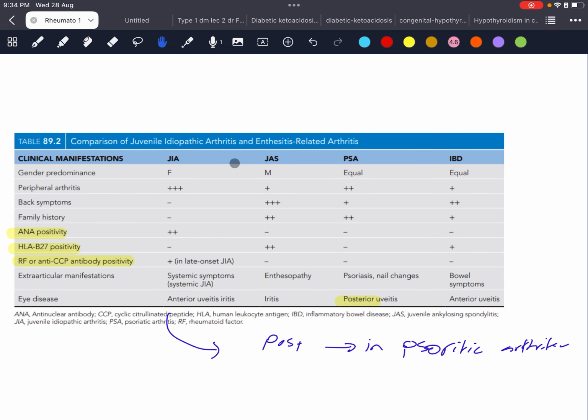In this table, I just want to comment that HLA B27 is positive with enthesitis or ankylosing spondylitis here, and the posterior chamber is involved in psoriatic arthritis.